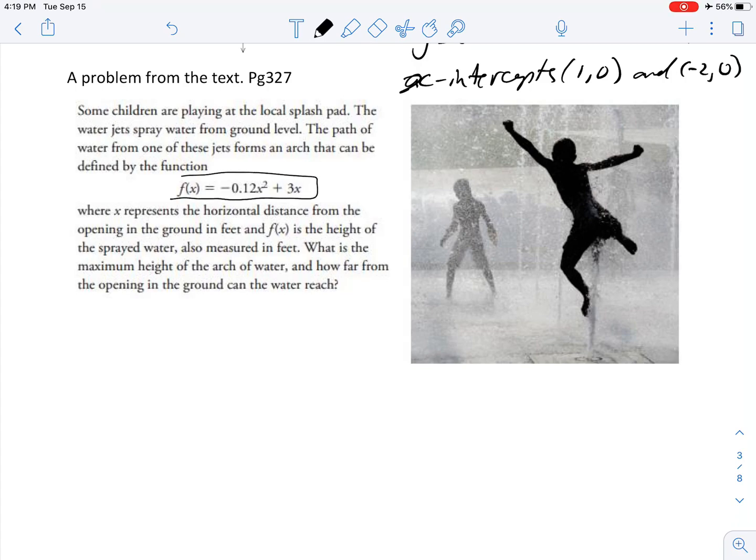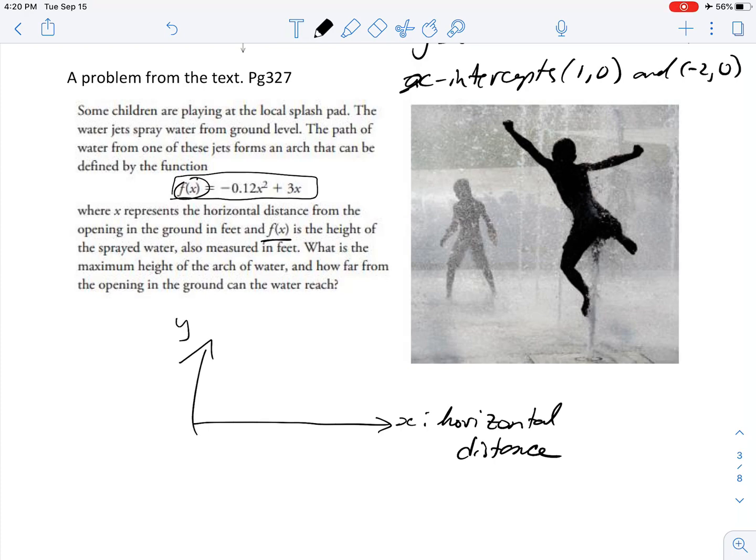So here's our function, where x represents horizontal distance from the opening. So our x-axis, it says, is horizontal distance. And f of x, which really just means y, remember this is y, is height above the ground. So this is the height in feet.